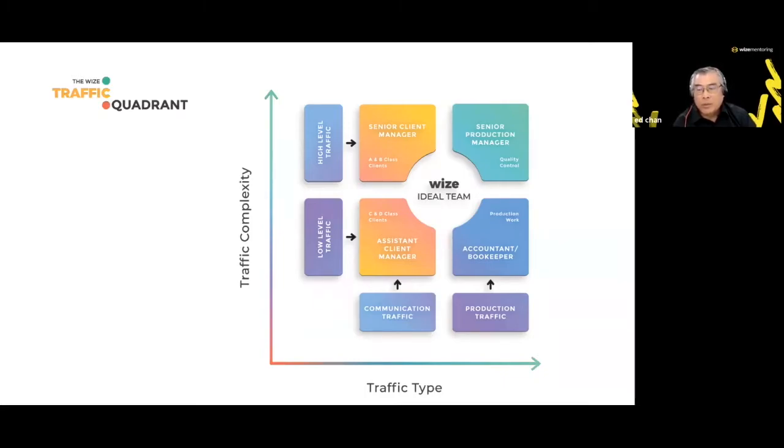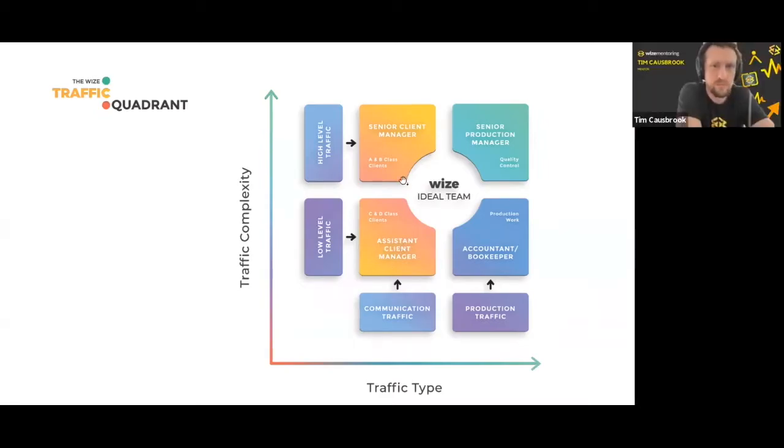So they're the two types of traffic that comes through the door. And then, as you can see, on the left-hand side is traffic complexity. So you can see there's low-level traffic and there's high-level traffic. And we break them up into A and B class clients and C and D class clients.